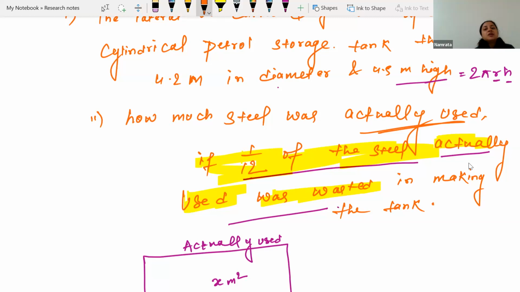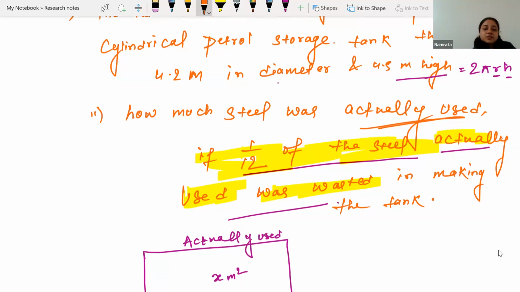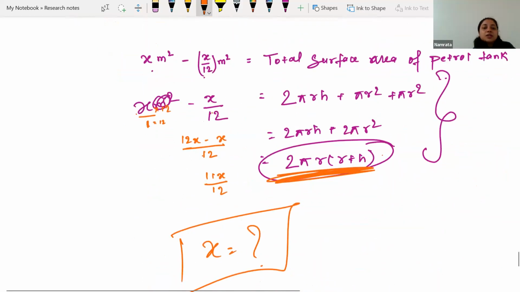Okay, is it clear to everyone? Yes, ma'am. Okay, so if you want to note down the hints, please note them down. And this is how we will be working on this problem.